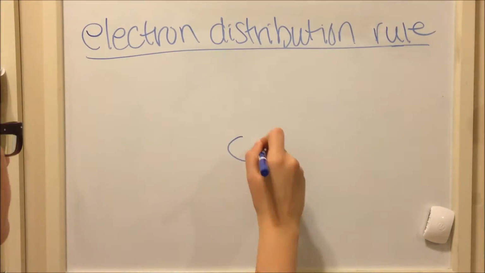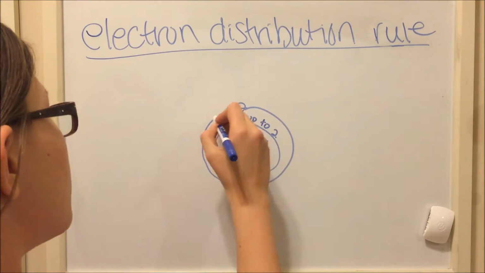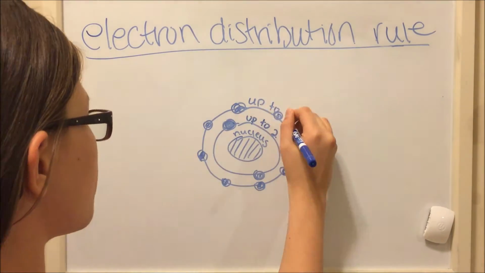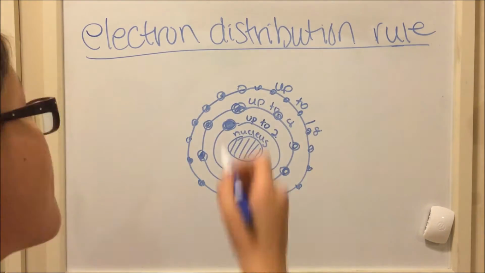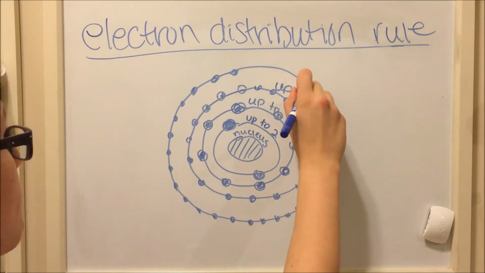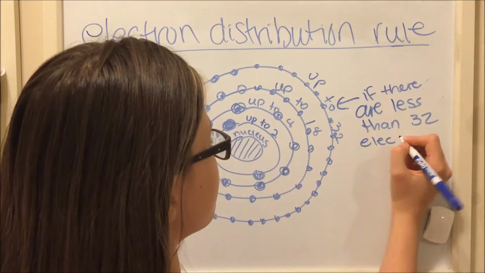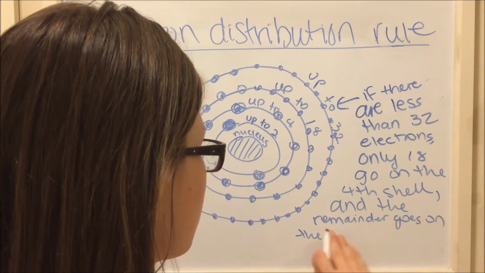Electrons follow an electron distribution rule. There can be up to 7 shells or levels where the electrons can orbit the nucleus. In the first shell, there can be up to 2 electrons. If that shell gets filled up, the next shell can hold up to 8 electrons. If that shell gets filled up, the third shell can hold up to 18. If that gets filled up, the fourth shell can hold up to 32.